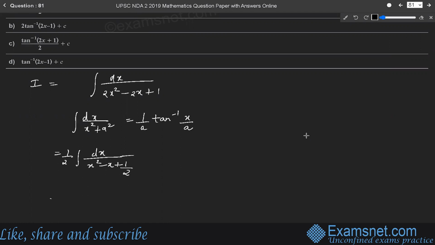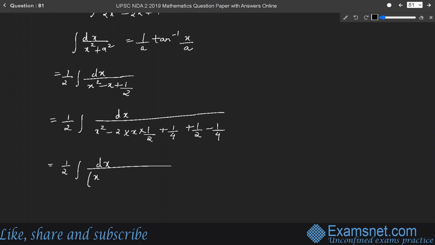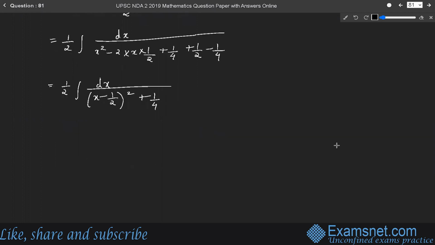So this will be equal to 1 by 2 into the integral of dx divided by x square minus 2 into x into 1 by 2 plus 1 by 4 plus 1 by 2 minus 1 by 4. So this will be equal to 1 by 2 integral of dx upon x minus 1 by 2 whole square plus 1 by 4, which is equal to 1 by 2 into the integral of dx upon x minus 1 by 2 whole square plus 1 by 4 can be written as 1 by 2 whole square.